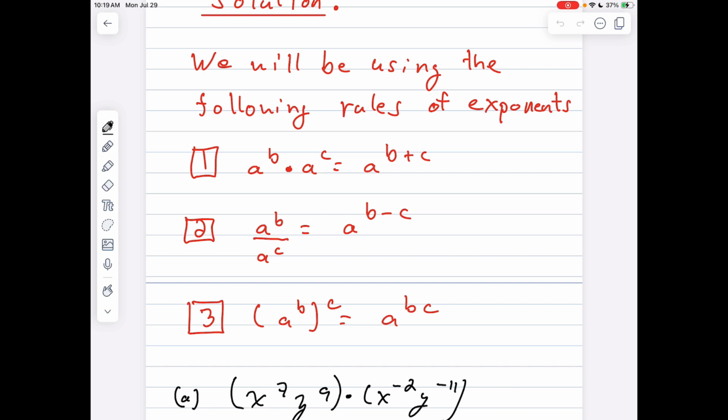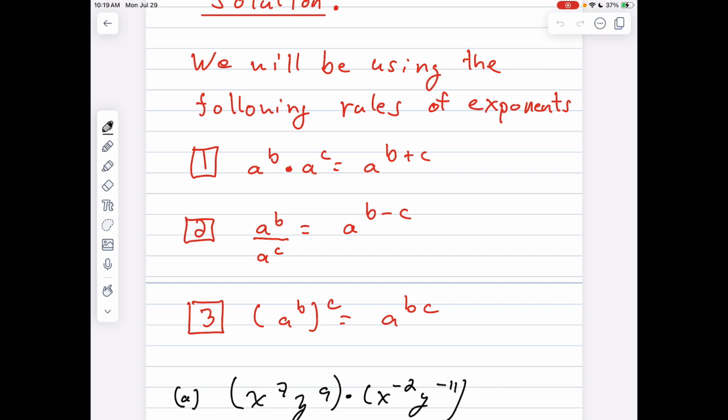Second rule says a to the b divided by a to the c equals a to the b minus c. This says that if you're dividing two exponents with the same base, it's equal to the base raised to the difference between the exponents. So it's like you're subtracting them.